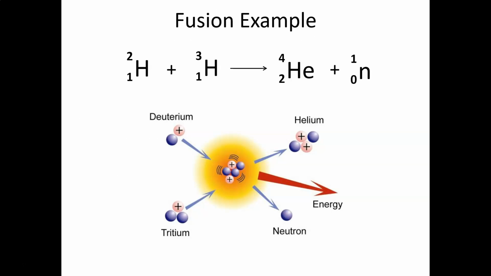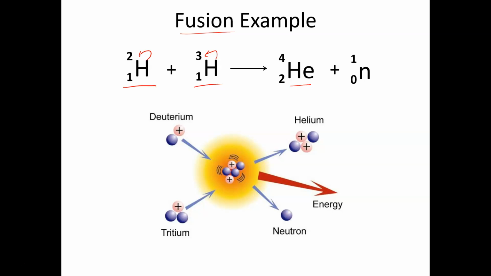Here we have two light atoms. We have two hydrogen atoms. Notice they're different isotopes of atoms of hydrogen. This is hydrogen 2 and this is hydrogen 3. So two different, same element, different masses, right? Those are isotopes of each other. Now, that's not important. What's important here in fusion is that these two atoms join together. In this process, they're going to form a heavier atom, helium.